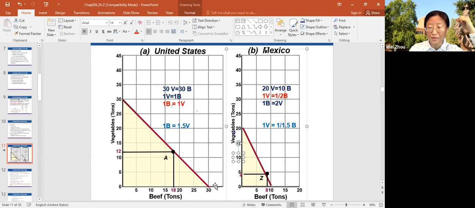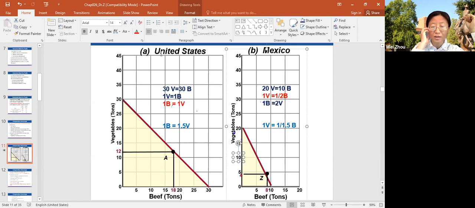So let's look at the beef. If you look at the beef, interestingly, the US is good at making beef too, because with all the resources making beef, they can make 30 units of beef, but Mexico only 10. So the US is good at making beef as well. So the US has an absolute advantage in making beef and vegetable. Okay, so you have 100 people. Are you going to produce both?